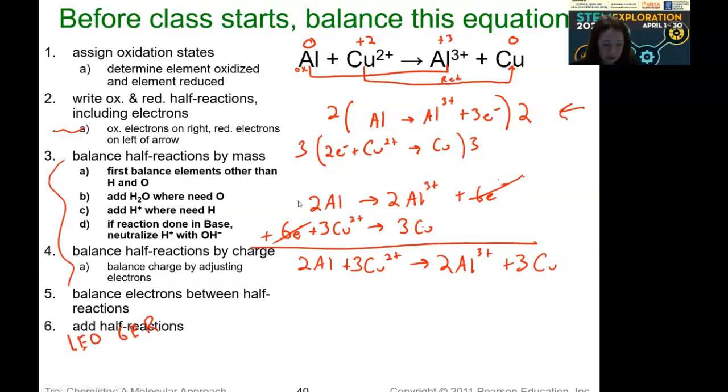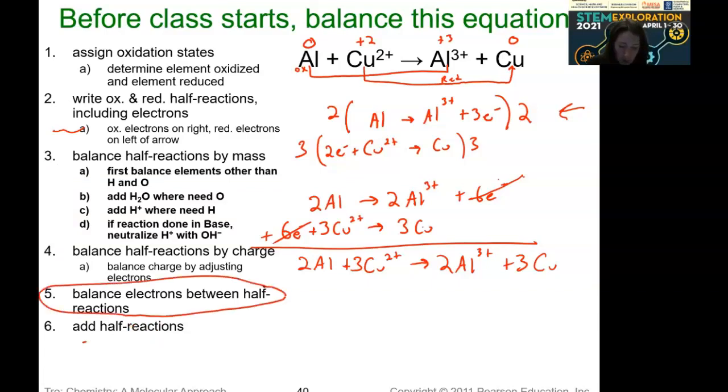Can I ask a question then? Yeah. Go ahead. Why did you switch the 2 and the 3? Like for aluminum, why is it that you multiplied it by 2 and the copper by 3? Great question. Okay, so that is this step right here. This is the part where we have to balance the electrons with the half reactions. And so you can see right here, this one has 3 electrons on this side, and this one has 2 electrons.